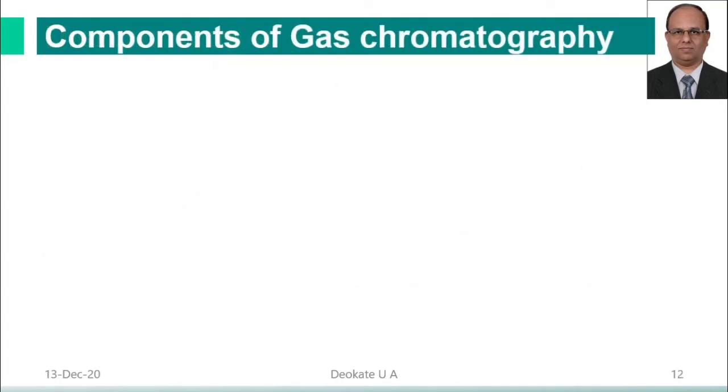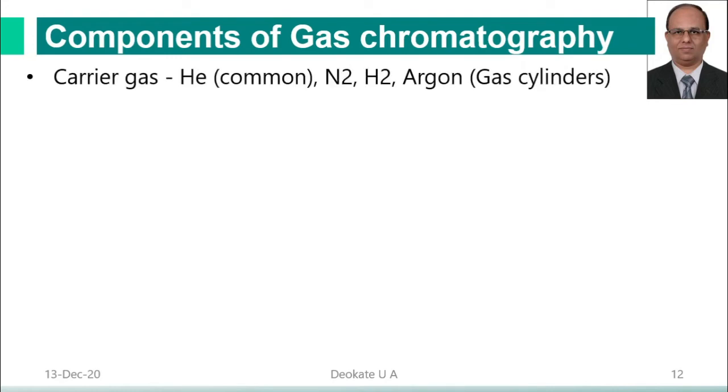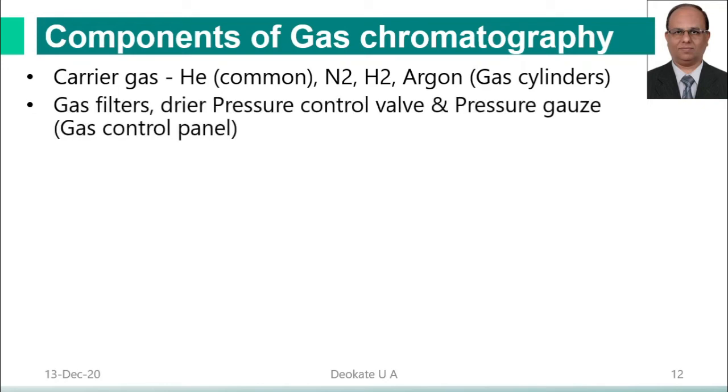Now we'll see what are the various components of a gas chromatographic instrument. The first component we require is a carrier gas. It includes helium, commonly utilized, then nitrogen, hydrogen, and argon, which are available in gas cylinders. The other components are gas filters, dryer, pressure control valves, and pressure gauges. All are equipped with a gas control panel.